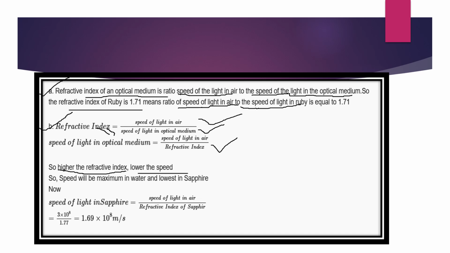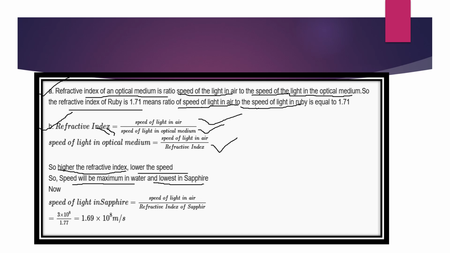So if the refractive index is lower, your speed of light in the optical medium will be higher. If the speed of light in the optical medium is higher, the refractive index will be lower. So the speed will be maximum in water and lowest in sapphire if you just go through your values.